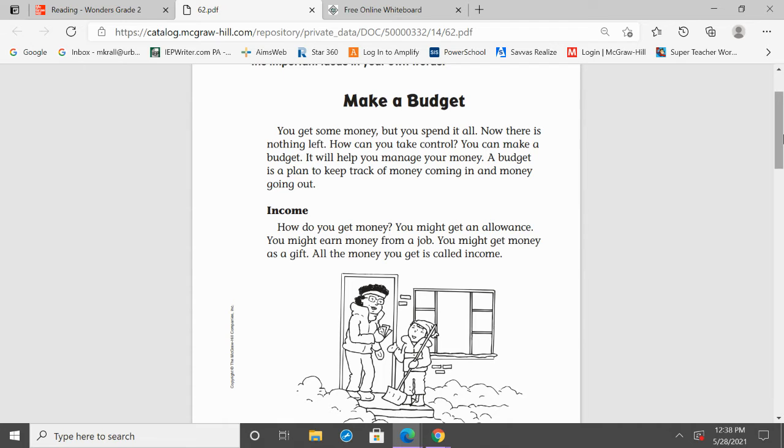You can make a budget. It will help you manage your money. A budget is a plan to keep track of money coming in and going out.